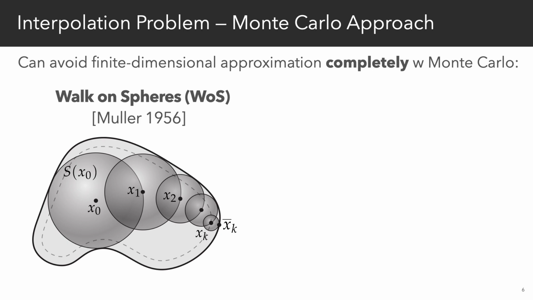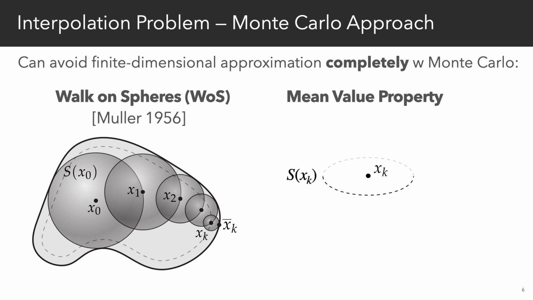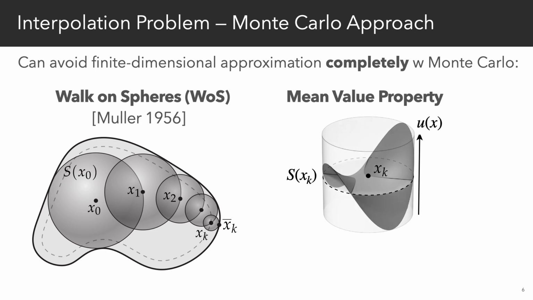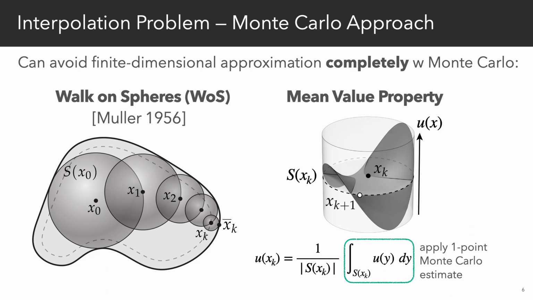Now, a completely different way to motivate this algorithm is through the mean value property of harmonic functions, which says that the value at any point is equal to the average over any sphere around that point. So if we repeatedly estimate the mean value integral using a single random sample, then again we get the same walk on spheres algorithm. And this duality between the stochastic and integral perspectives will be helpful as we go along.